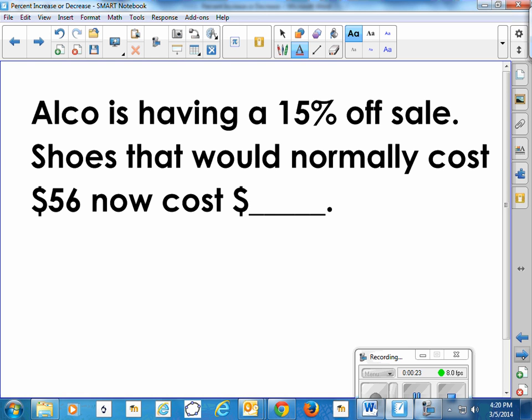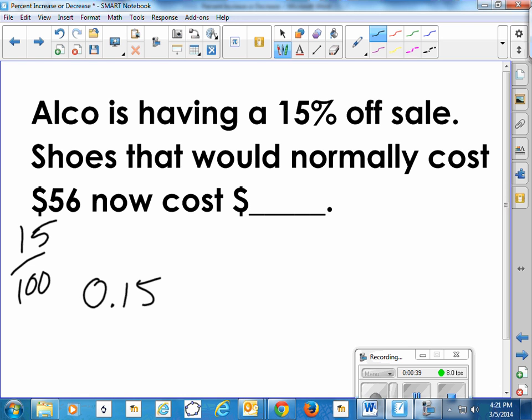Well, one way to do that would be to just say, okay, 15% is 0.15. How did I find that? Well, percent means per hundred. So I could just take my 15 over 100, and that gives me the 0.15. Now I can multiply that by the $56.